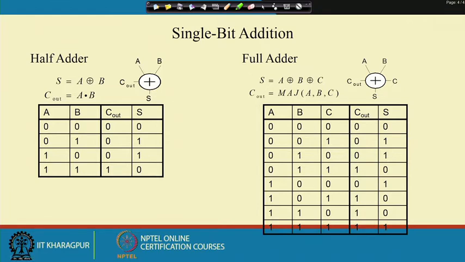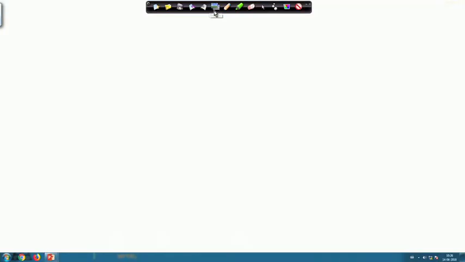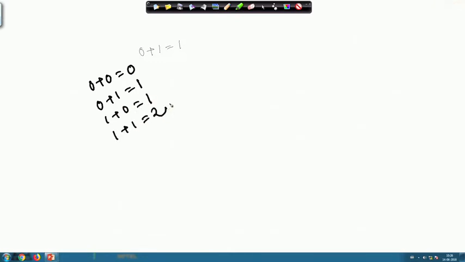If I take one example of that, in decimal addition operation, 0 plus 1 is equal to 1. Initially what we know is that 0 plus 0 is equal to 0. So, 0 plus 1 is equal to 1, 1 plus 0 is equal to 1, then 1 plus 1 is equal to 2 in decimal addition operation.